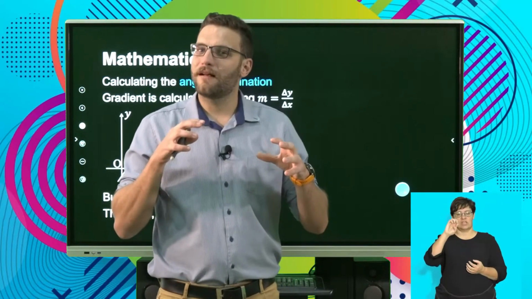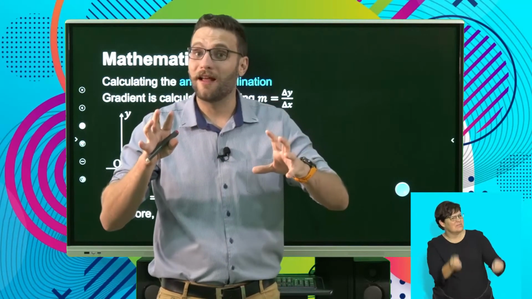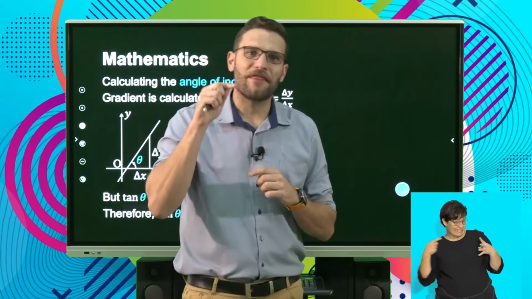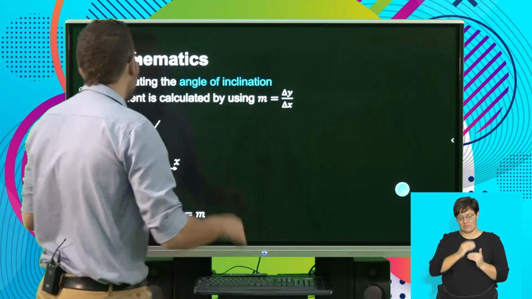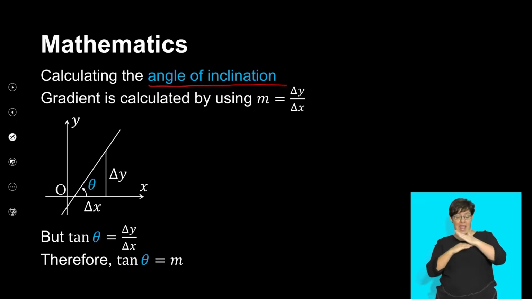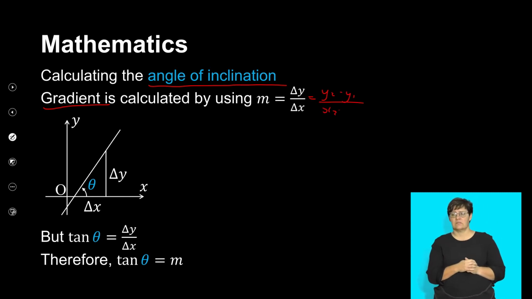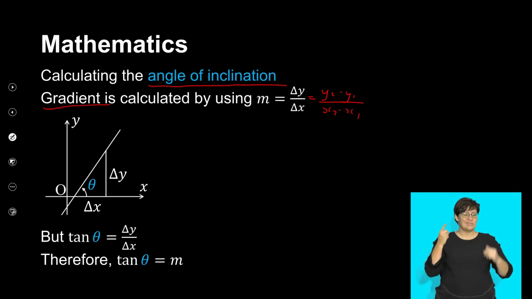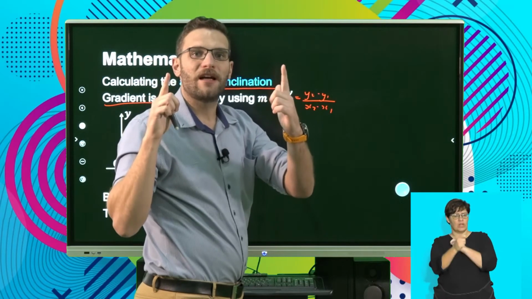I'm going to derive it, but if what I say in the next 2 minutes doesn't make sense, it doesn't matter. I'm going to get to the formula, and that formula is the important part. That formula is what you need to remember, because that formula is what we're going to be using. So to get the angle of inclination, the gradient, which we decided is going to affect that angle, is always calculated by asking how much has the y value changed over how much has the x value changed?